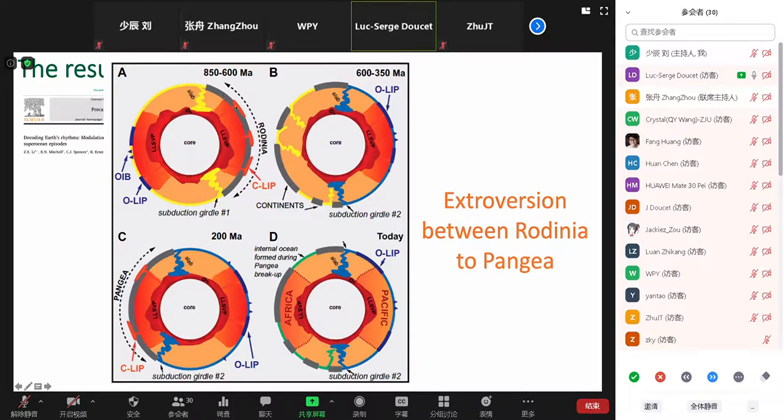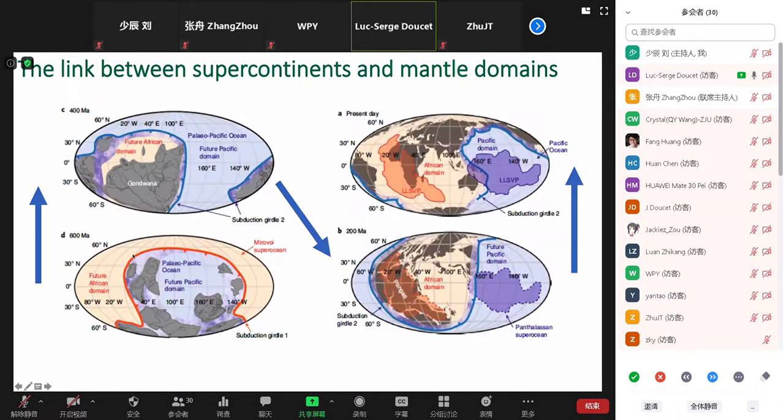So when you go from Rodinia to Pangaea, you have extroversion and you have massive input of sediments through subduction when you have the assembly of Pangaea. And if you put that into the context of the reconstructions, this is the last figure from the paper. So you see Rodinia breaking up, and the internal ocean of Rodinia is the future Pacific domain.